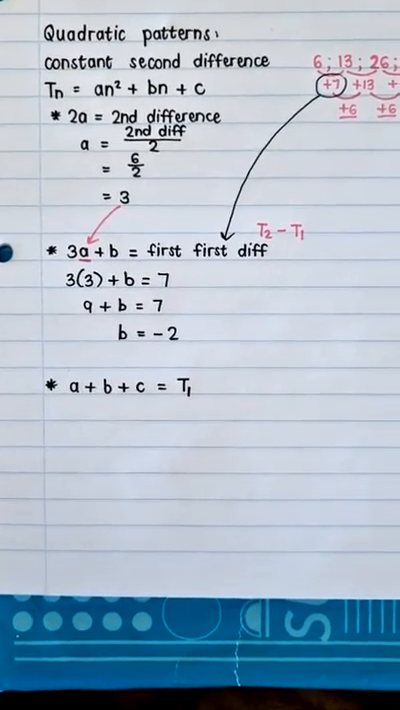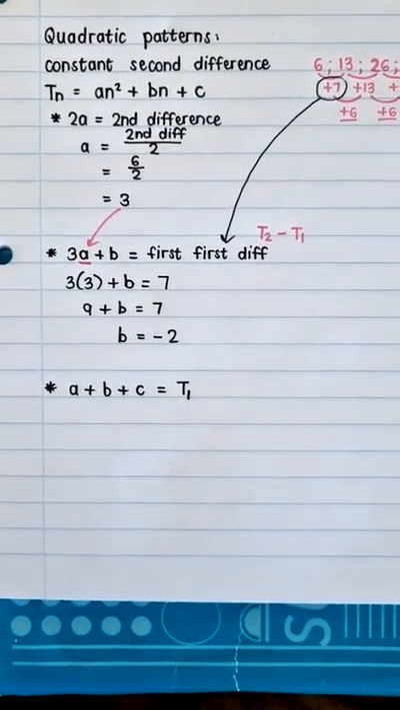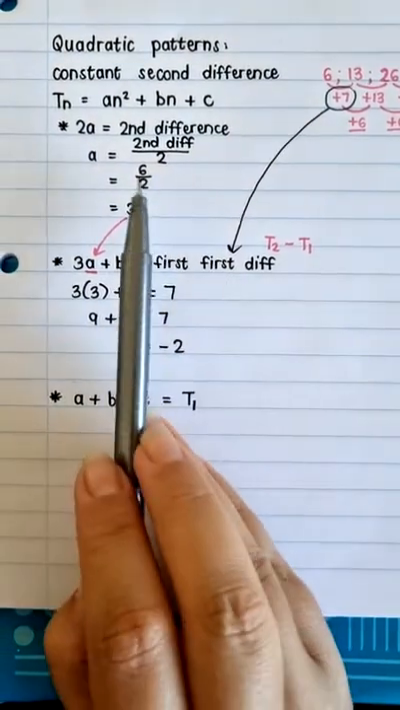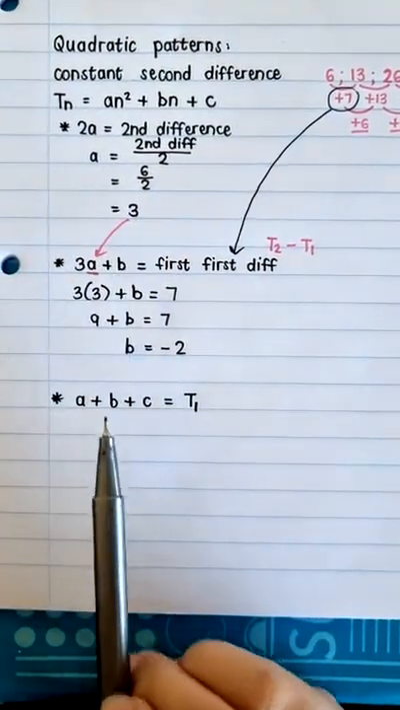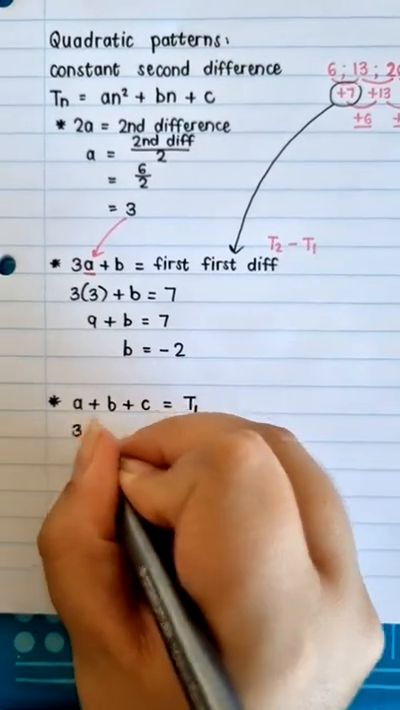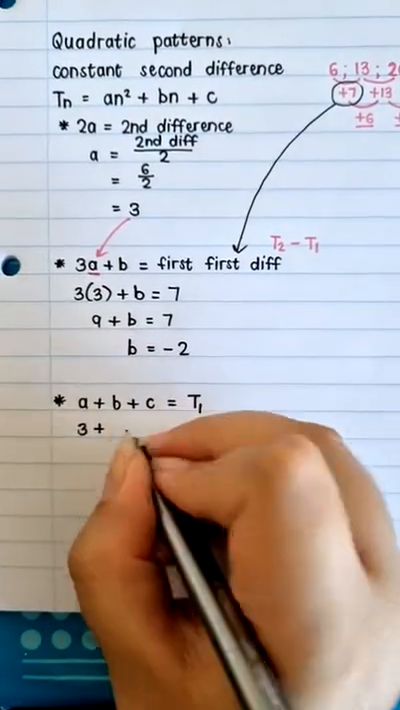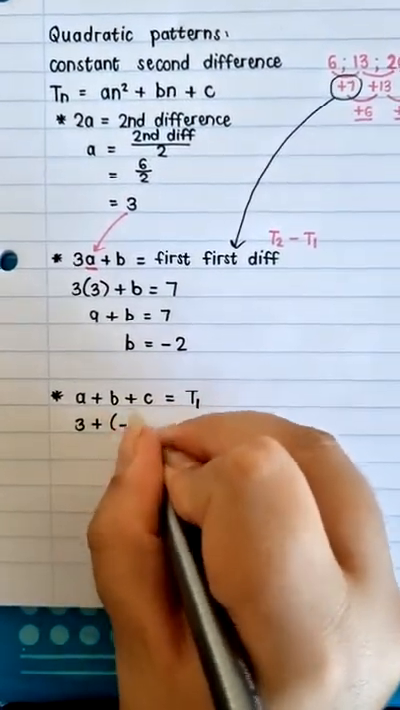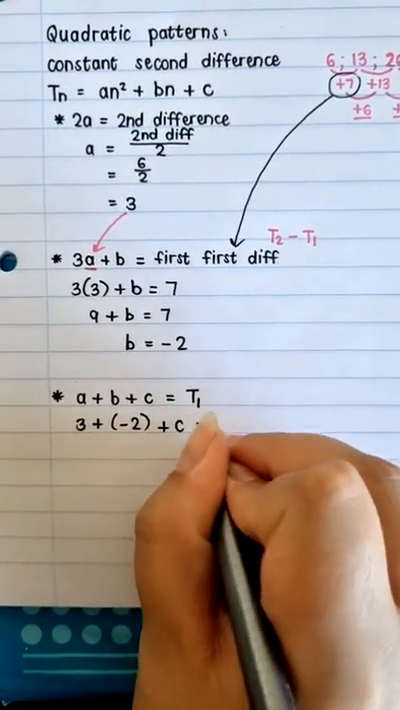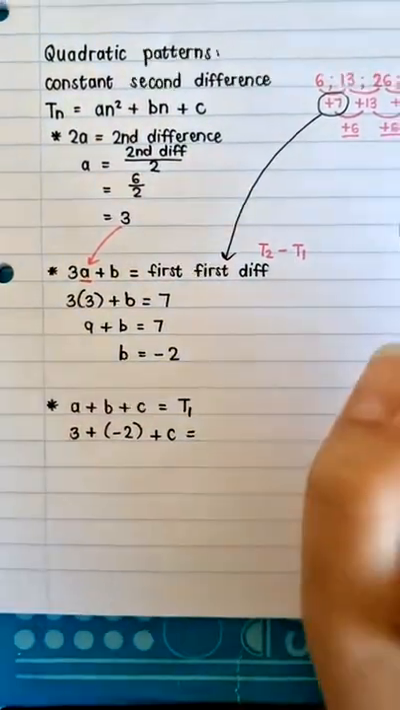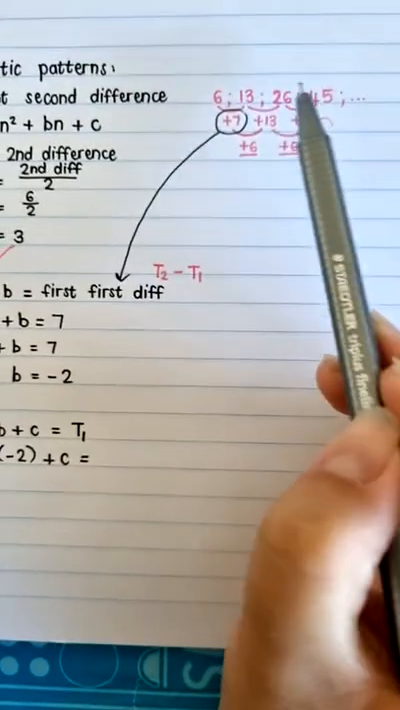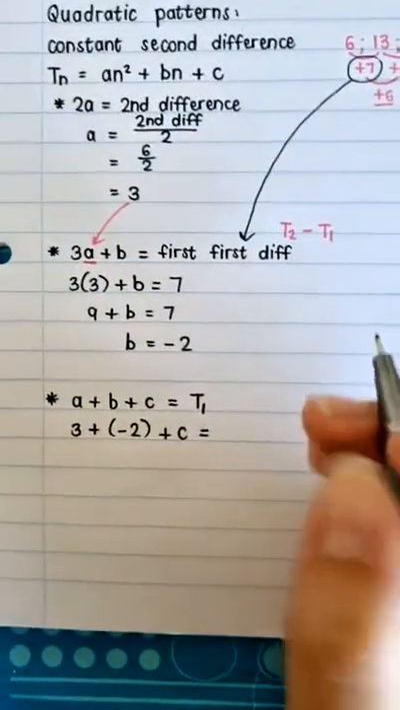Alright, so that's not too bad. A plus b plus c is equal to term 1. Remember that we found our a value in the first step. Our a value is 3. Plus our b value in this next step was negative 2. Plus c is equal to term 1 of our number pattern, right? Term 1 is 6.